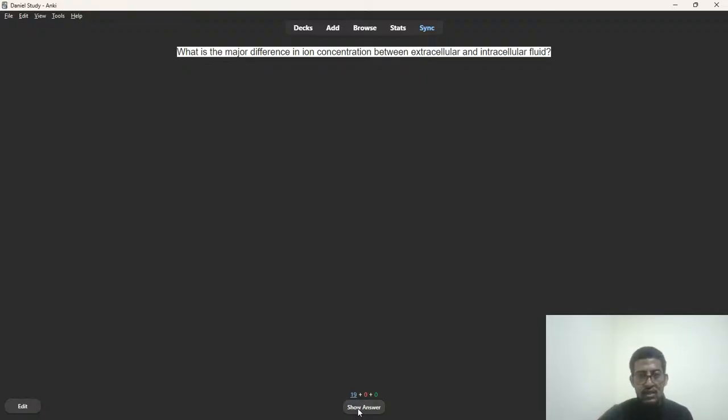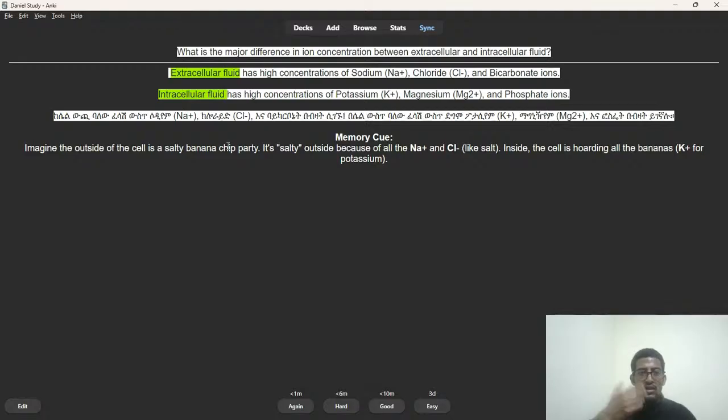Right, so show the answer. So here we go. Extracellular fluid has high concentration of sodium, chloride and bicarbonate ions, and intracellular fluid has high concentration of potassium and phosphate ions. There is more on the negative side, negative because bicarbonate is negative. So good.